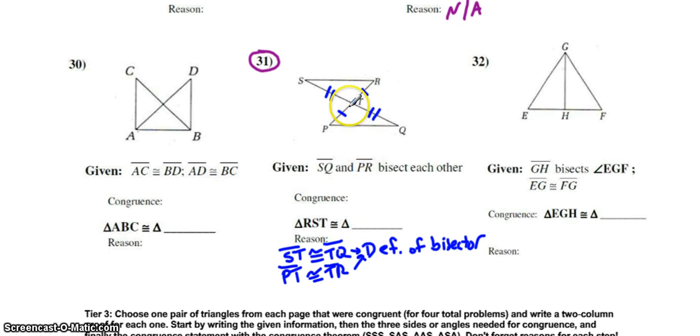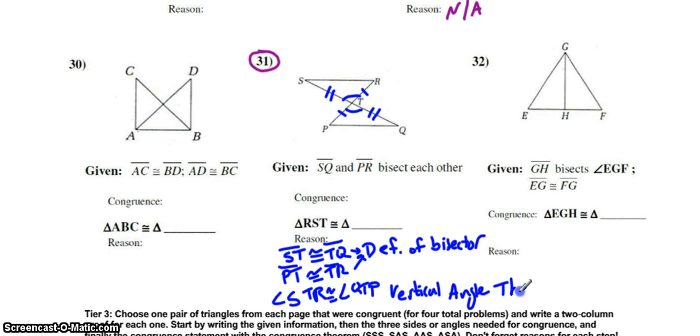Is there anything else I can fill in? Well, there's also these vertical angles right here. So I'm going to write down that angle STR is congruent to angle QTP, and that's because of the vertical angle theorem. All right. Anything else I can add?